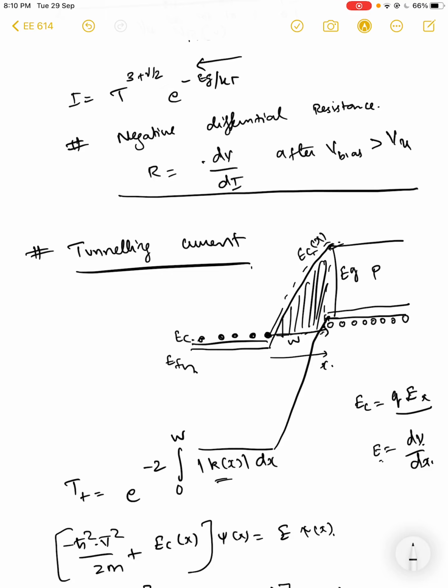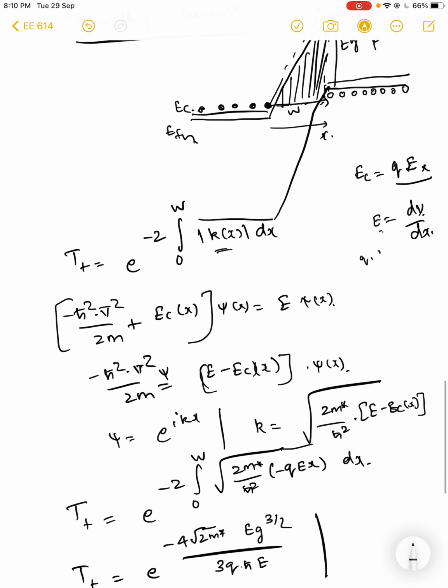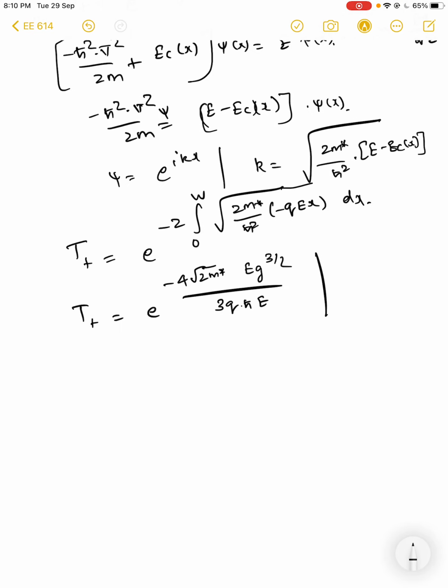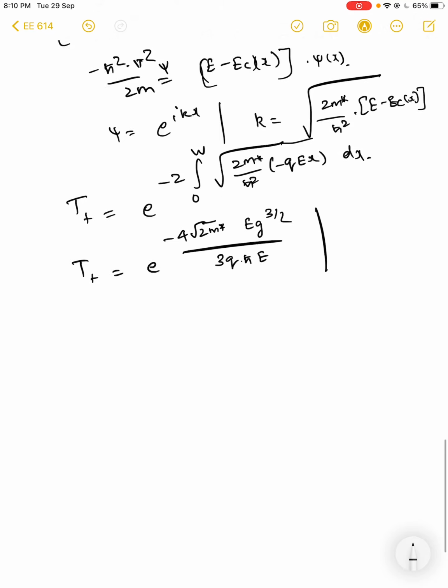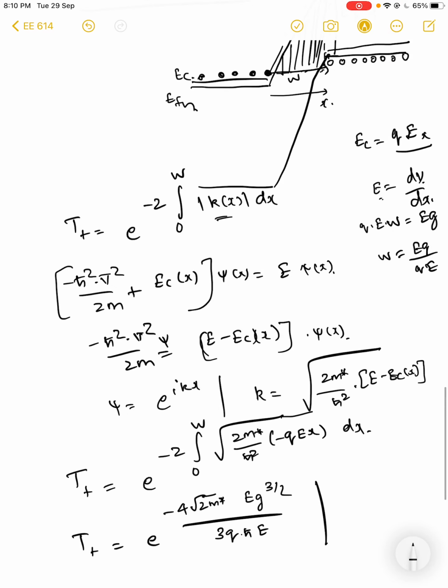So basically in this equation, if I substitute x equal to w, I will get qEw equal to Eg. So w will be Eg by q into E, E being the applied field, and if I substitute this in this particular limit, I will get this expression, which is the tunneling probability, right? If I know the tunneling probability, the actual tunneling current can be calculated across this junction.